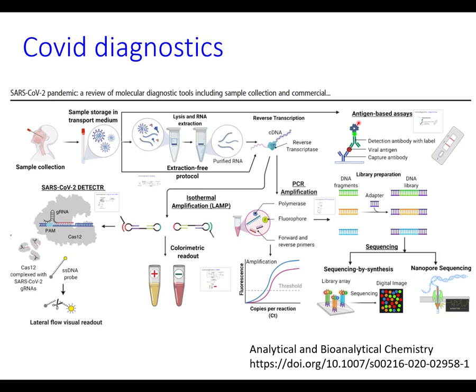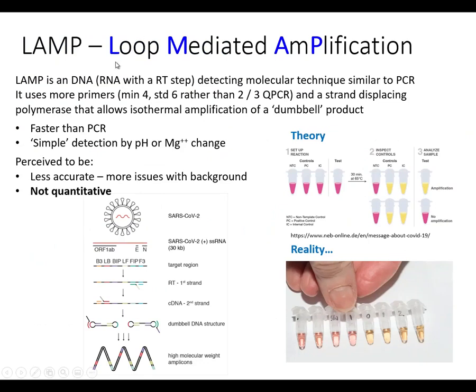So we're now going to talk a little bit more about LAMP in detail. So LAMP is loop-mediated amplification. This is a DNA-based detecting molecular technique similar to PCR. It uses more primers than PCR.